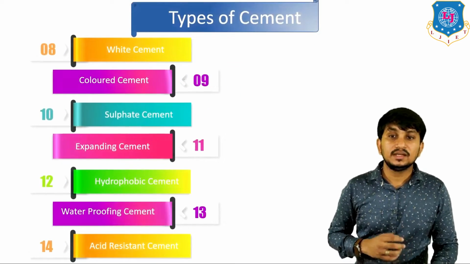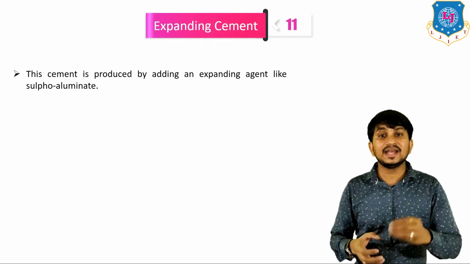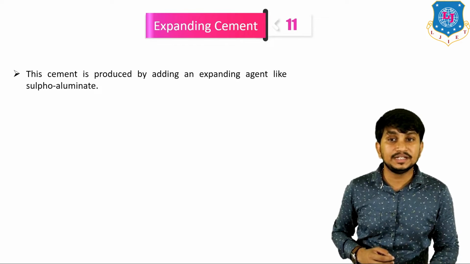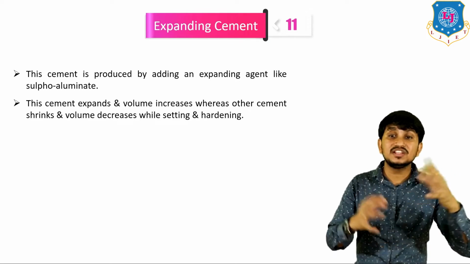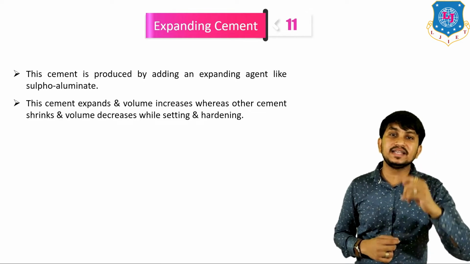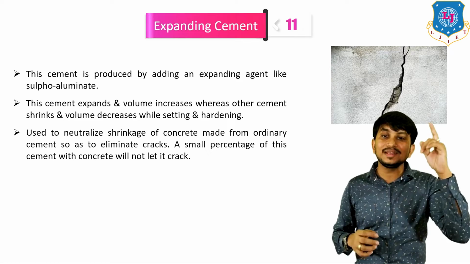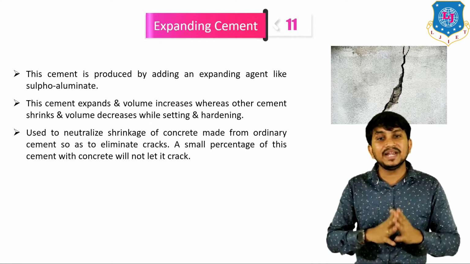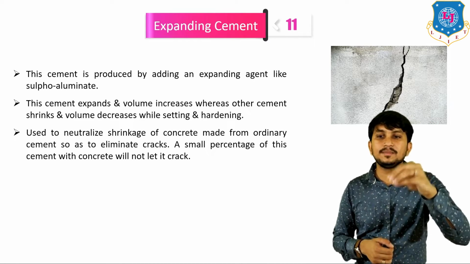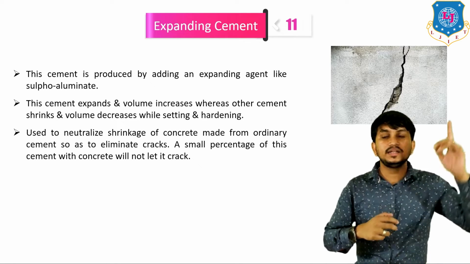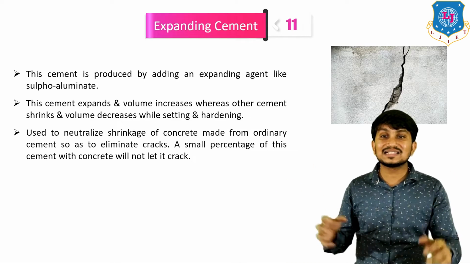Next is expanding cement. This cement is produced by adding an expanding agent like sulfoaluminate in it. This cement expands and volume increases, whereas other cement shrinks and volume decreases while setting and hardening. This type of cement is generally used to neutralize the shrinkage cracks of the concrete made from ordinary cement, so as to eliminate cracks. A small percentage of this cement with concrete will not let it crack. So it can also be added into the cement to reduce the cracks in the building.